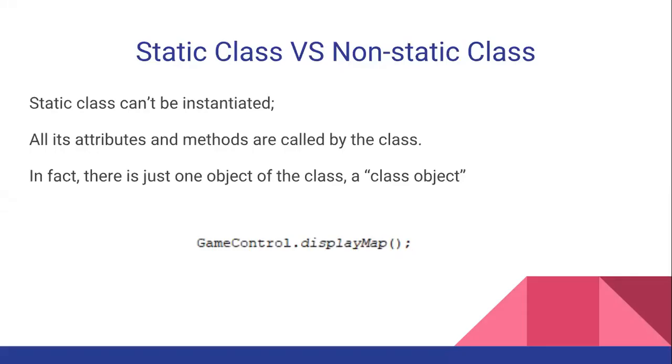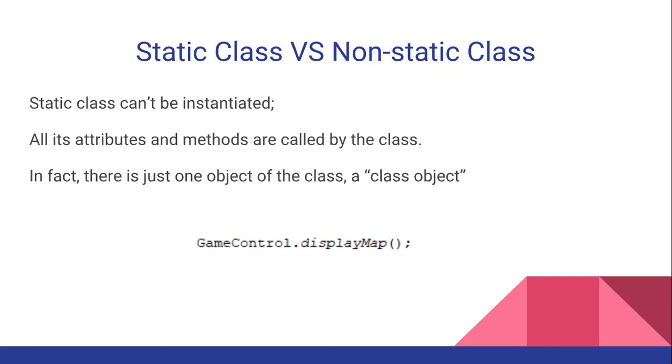The first part that I want to talk about is static classes versus non-static classes. Static classes cannot be instantiated, so I cannot have a variable or an object for it. Not a variable, not an object, just the class. So the class is what I use to call the attributes and the methods. As I don't have an object, I use the class to call them.